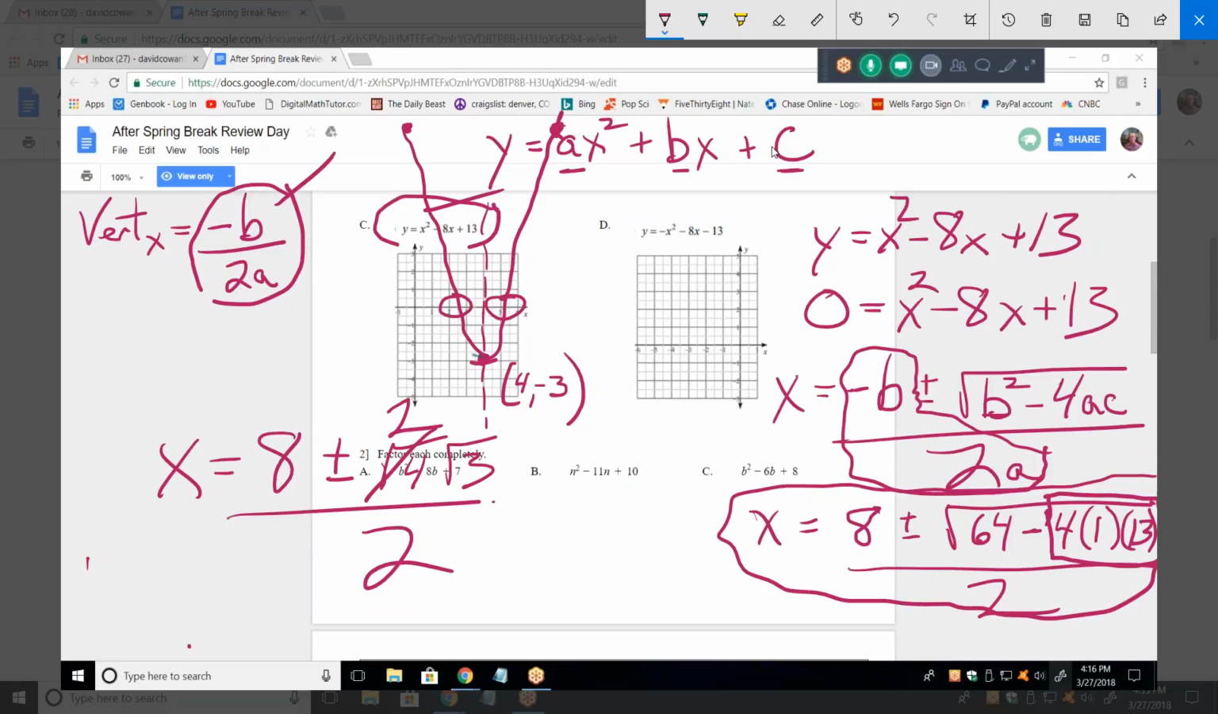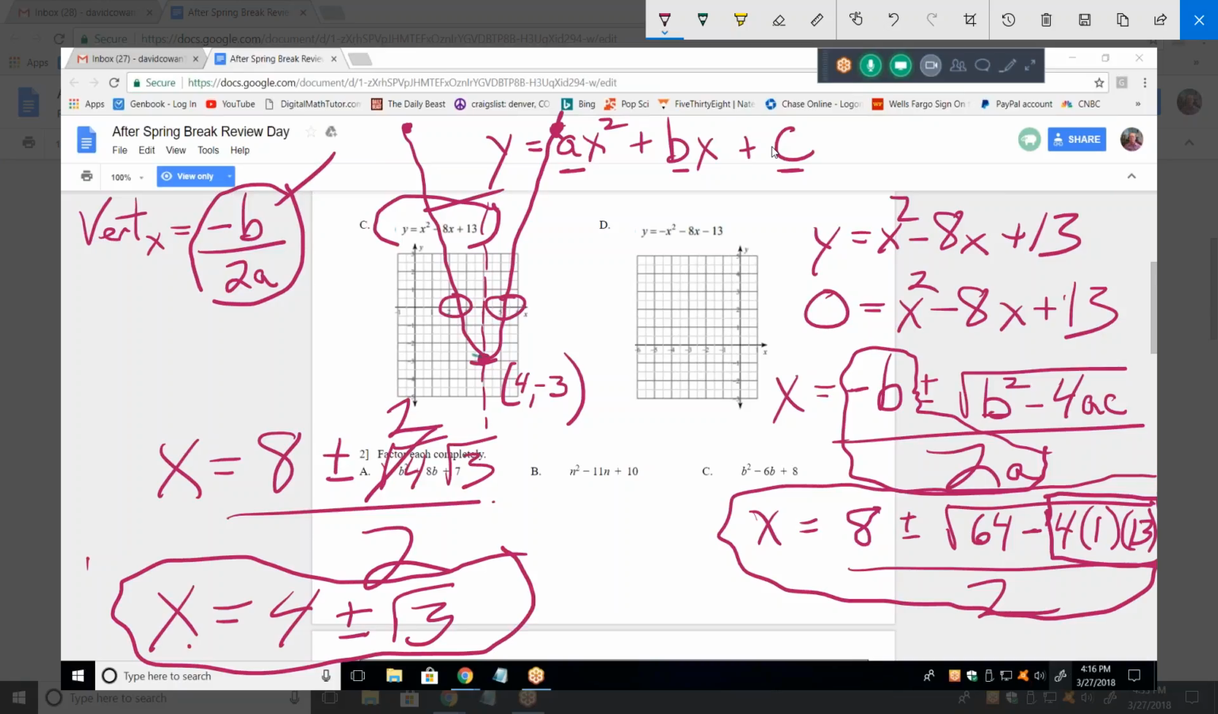And that's helpful because now I can divide top and bottom by 2. It reduces: 8 divided by 2 is 4, plus or minus 2 divided by 2 is 1, root 3. So those are my two x-intercepts. This one right here is 4 plus root 3. This one over here is 4 minus root 3. That's what it means when you see plus or minus. It means there are two answers. One uses the plus sign, the other uses the minus sign.